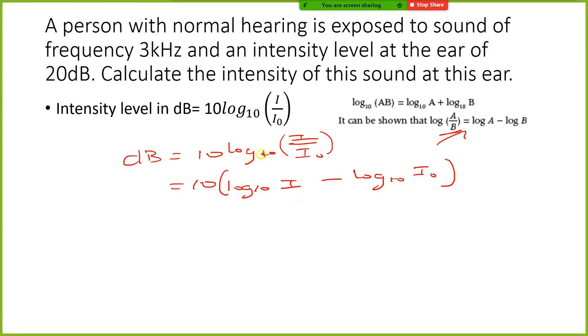So yes, if I have log of I divided by I naught, couldn't I rewrite it to say log of I minus log of I naught?